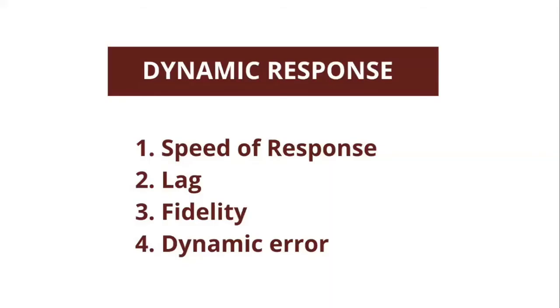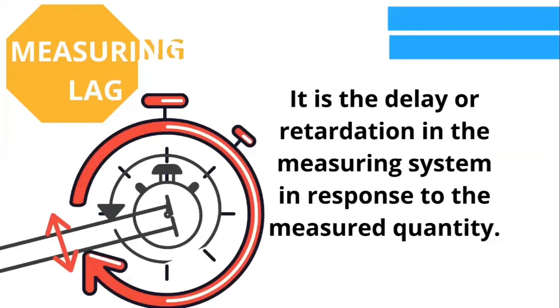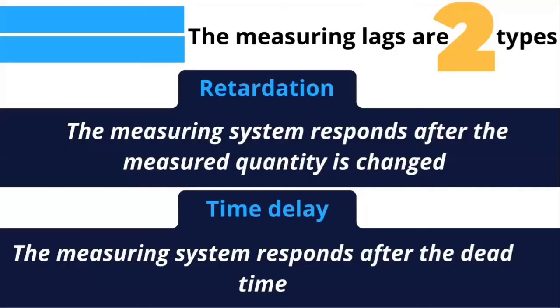Dynamic response involves speed of response, lag, fidelity, and dynamic error. Dynamic error we'll be seeing in the next part. Speed of response is the rapidity with which the system responds to the quantity being measured. Lag is the lag between the system that is being measured and the measurement we get. It is of two types: retardation and time delay. Retardation, the best example is the sphygmomanometer. Time delay is when the dead time is also considered.